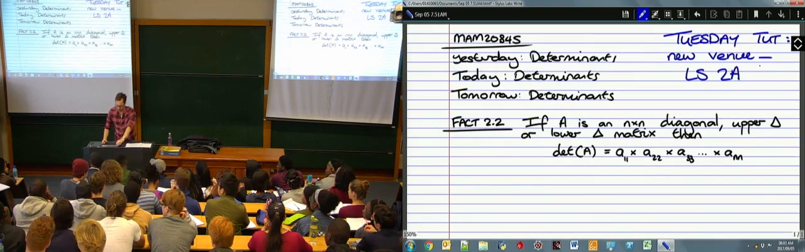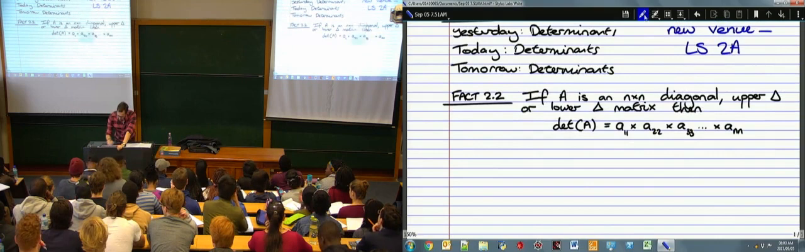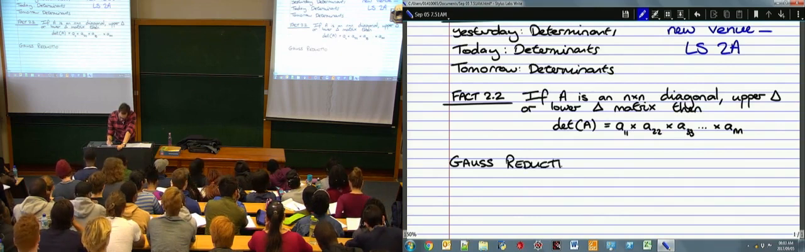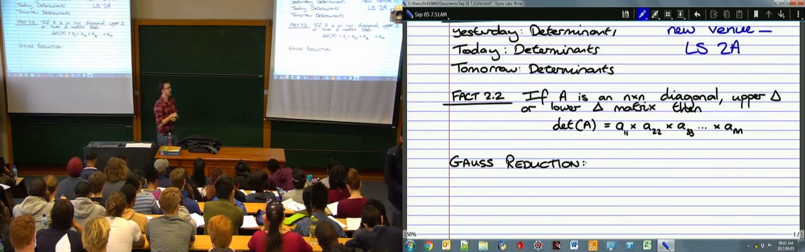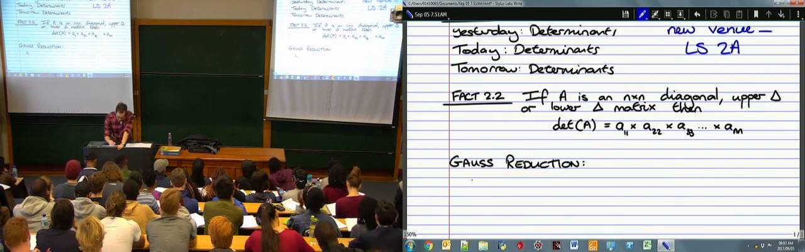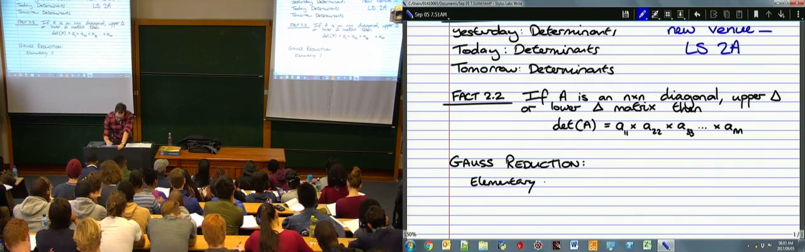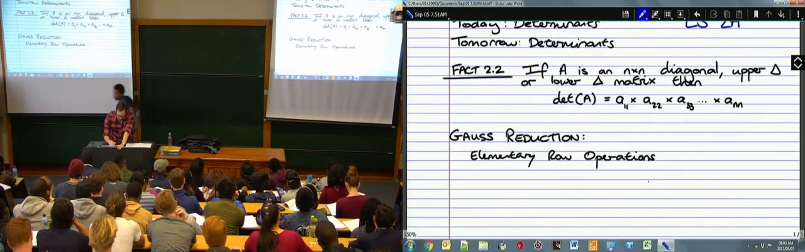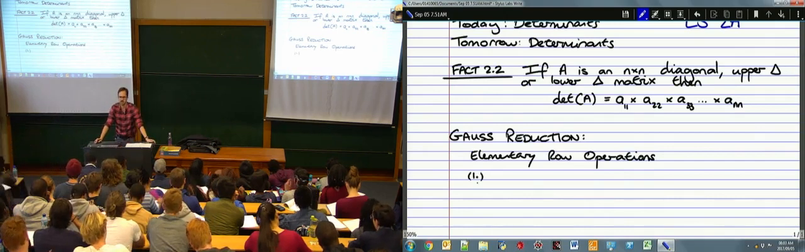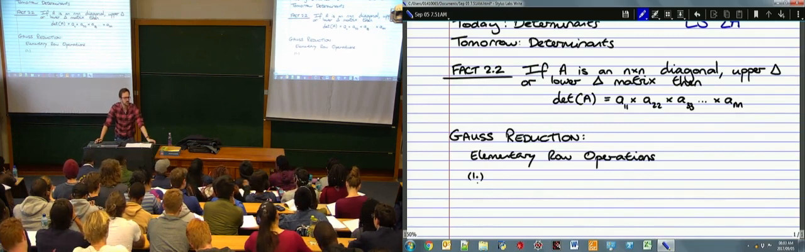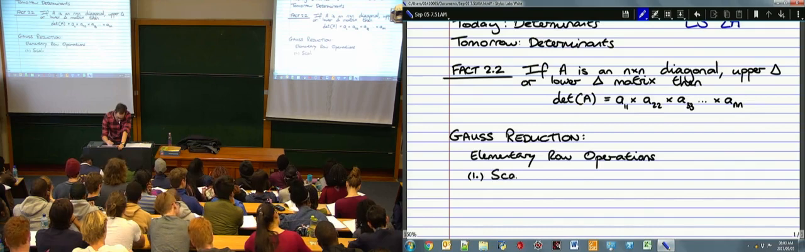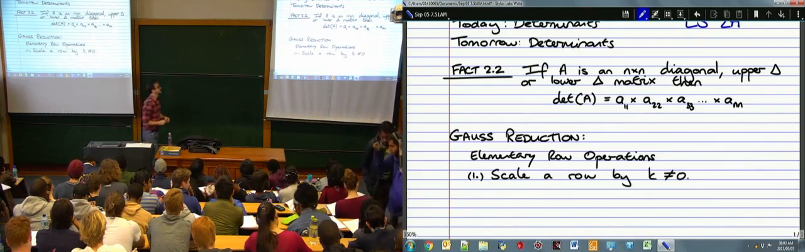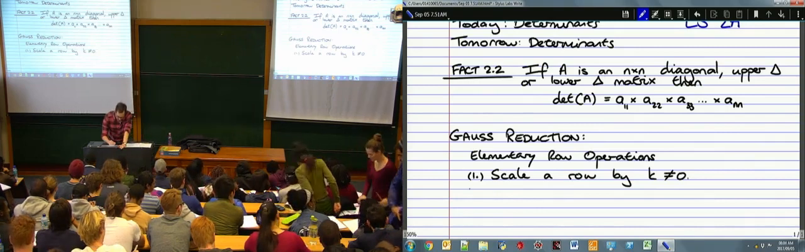Okay, so let's just remind ourselves a little bit about Gauss reduction. And there are certain elementary row operations that you're allowed to do when you're doing Gauss reduction. And there are three types of elementary row operations. Does anyone remember what they are? What is the first thing that you can do when you're doing Gauss reduction? Yeah, so you can scale a row by k, which is not equal to zero. You can scale a row by a non-zero scalar. What else can we do?